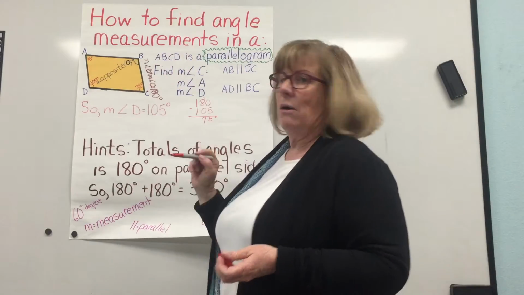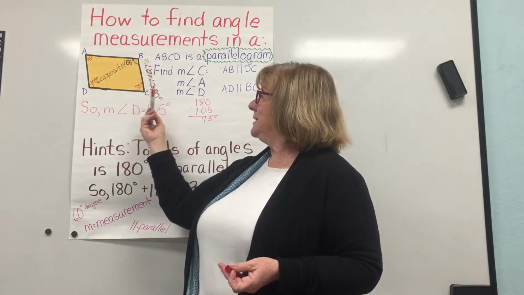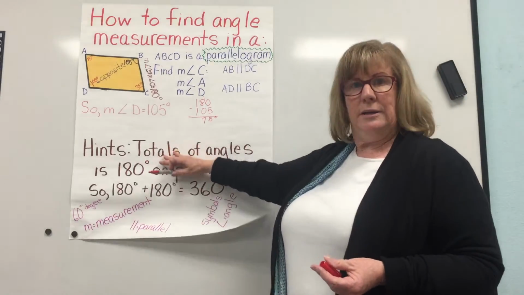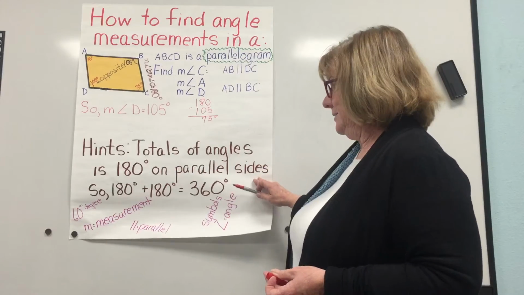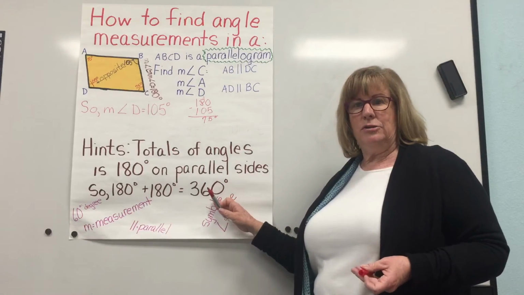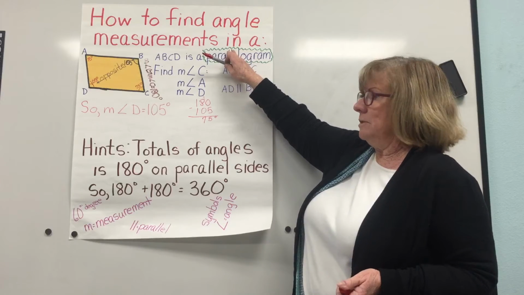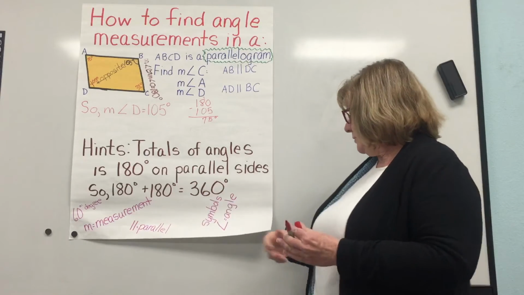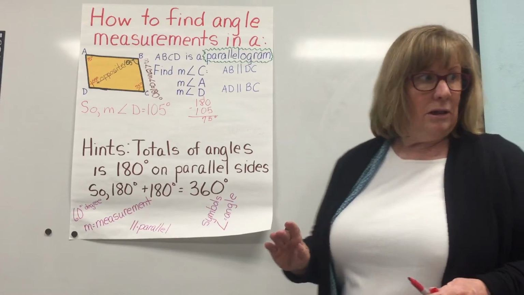Add this plus this to get 180. Add this plus this to get 180. And guess what? This plus this is 180. This plus this is also 180. So hint, totals of angles is 180 on parallel sides. 180 plus 180 equals 360 degrees. So all of our parallelograms, all of our quadrilaterals are going to have a total measurement of 360 degrees. Okay, so that's a parallelogram.